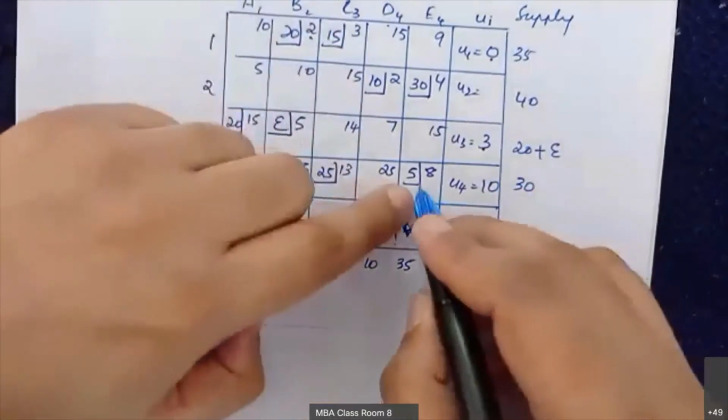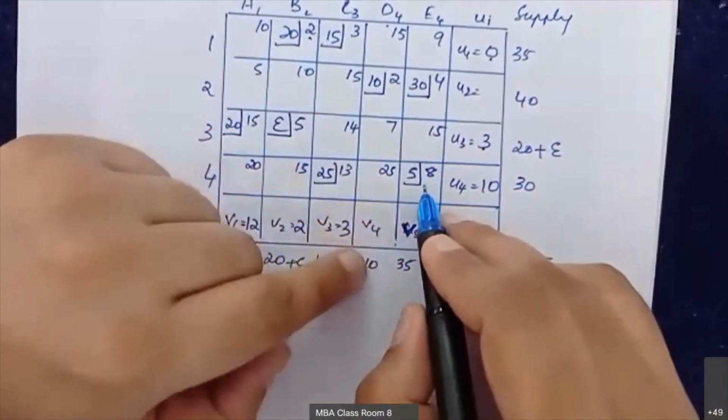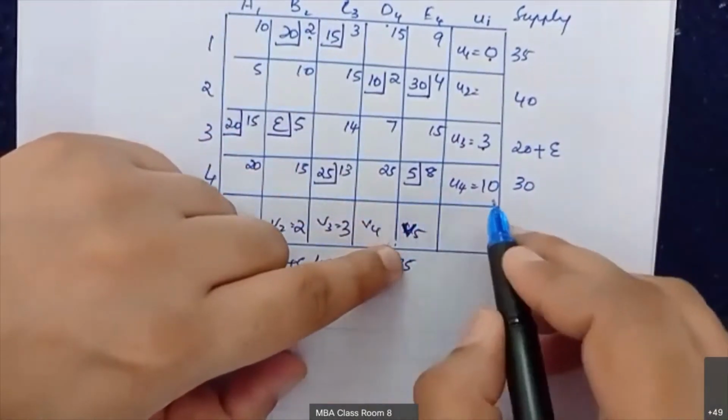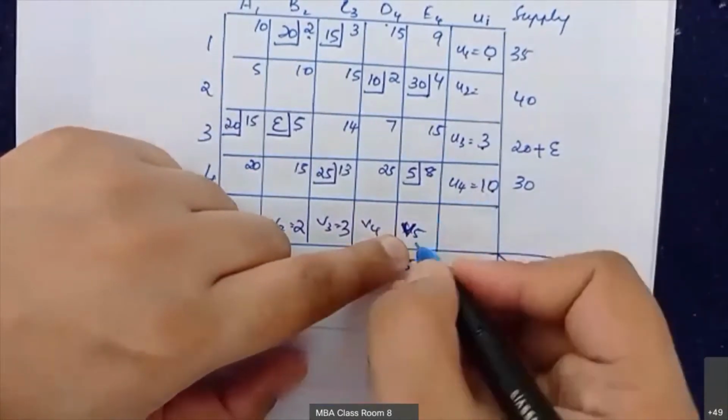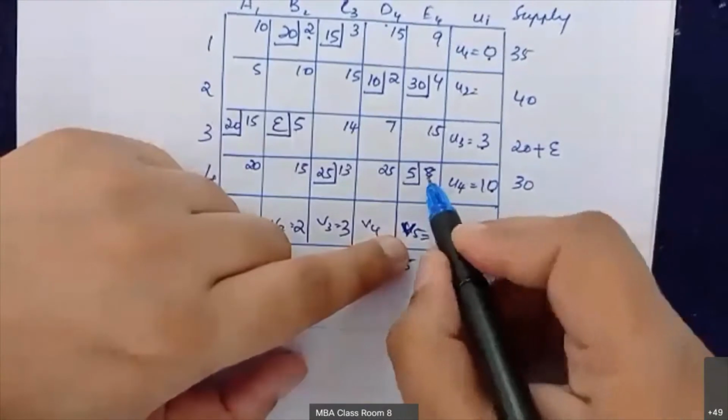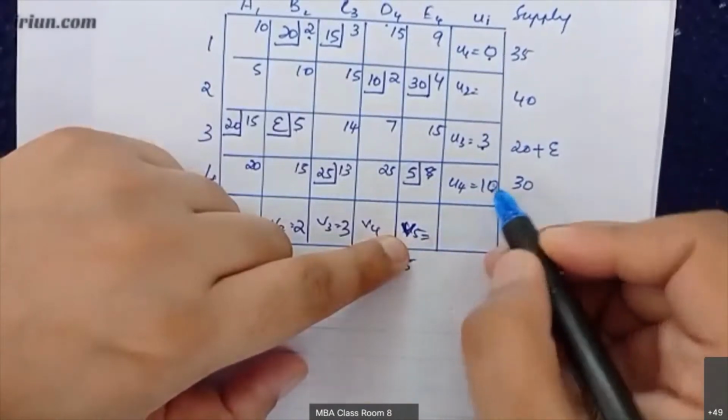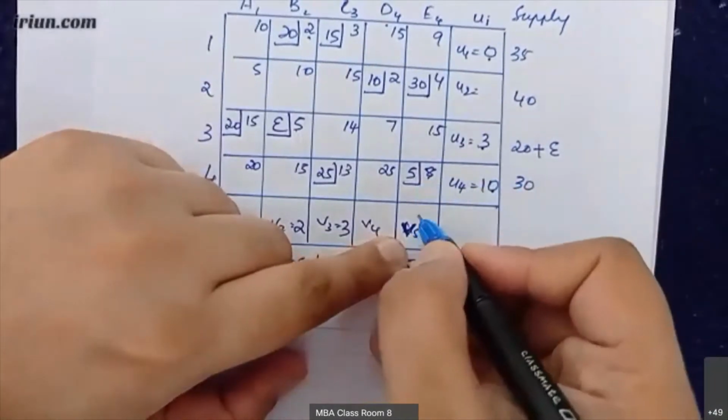Using this cell, we have the cost as 8. We know the value of U4, that is 10. So we can find the value of V5. Cost minus the U value, so 8 minus 10, that is minus 2.